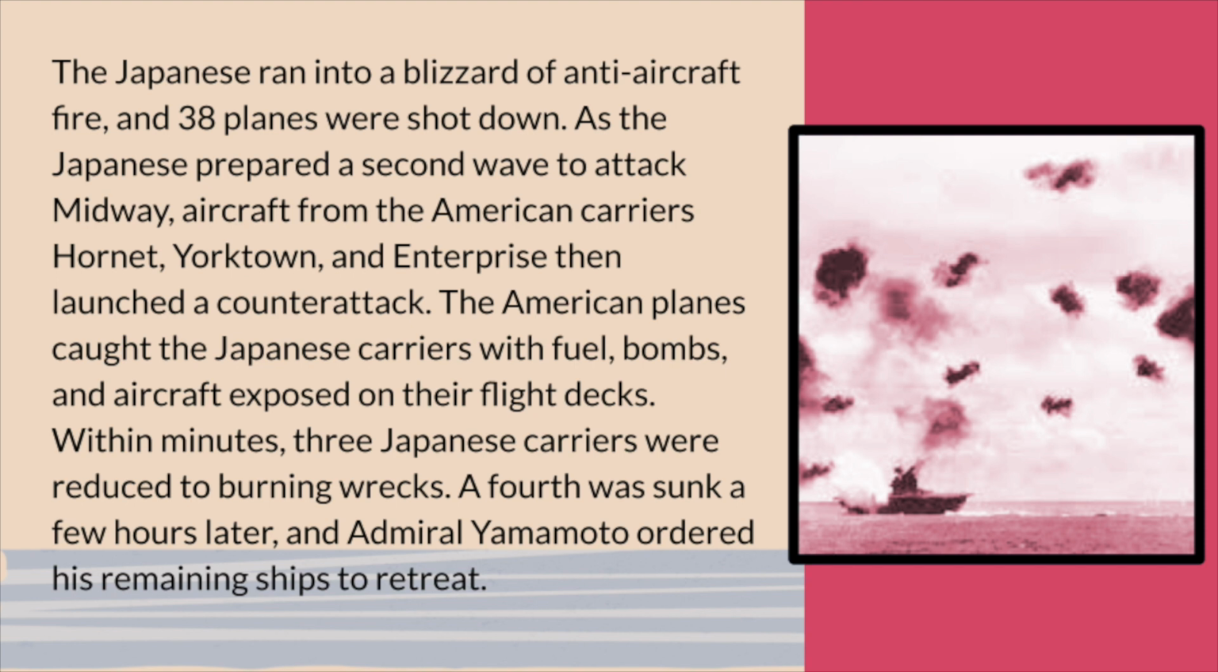As the Japanese prepared a second wave to attack Midway, aircraft from the American carriers Hornet, Yorktown, and Enterprise then launched a counterattack. The American planes caught the Japanese carriers with fuel, bombs, and aircraft exposed on their flight decks. Within minutes, three Japanese carriers were reduced to burning wrecks. A fourth was sunk a few hours later, and Admiral Yamamoto ordered his remaining ships to retreat.